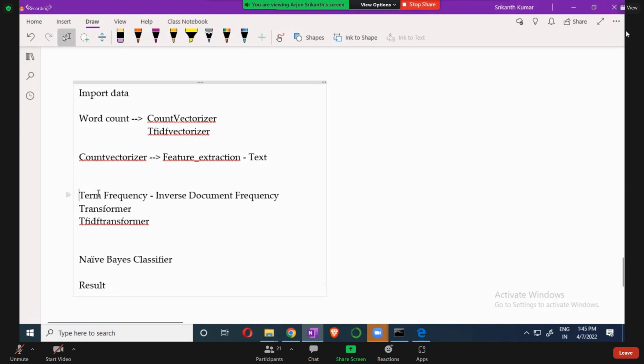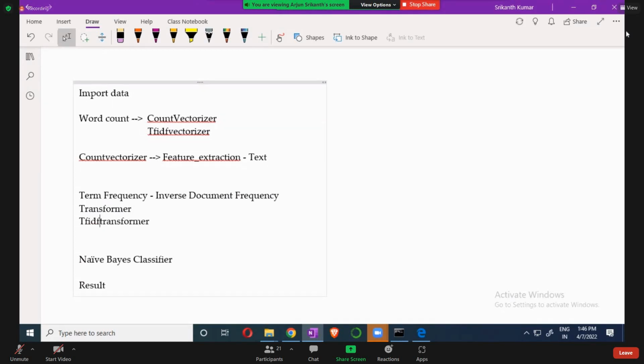TF-IDF stands for term frequency, inverse document frequency. Term frequency is TF, and IDF is inverse document frequency. The purpose is that it will go through the complete data, whatever we have ranked over here, and it will identify the weight: how frequently it is repeated, and what is the weight of that data. This is given by the IDF transformer.